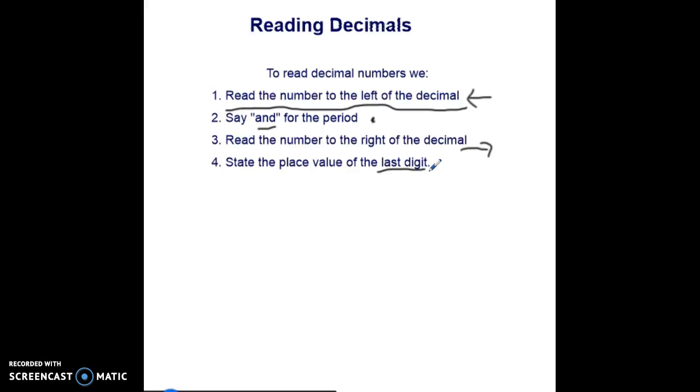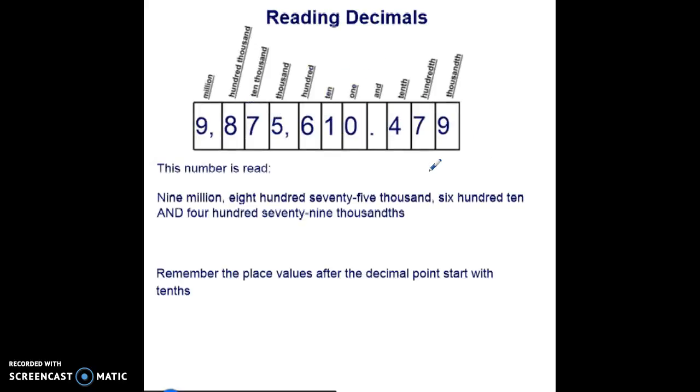So I read the number to the left of the decimal. I say "and" anytime I see a period. I read the number to the right of the decimal, and then I state the place value name of the last digit. So for this number, I have 9 million. Notice we have our 9,875,000. We're going to end that at the end. 875,000. Just trying to see how each of these correlate.